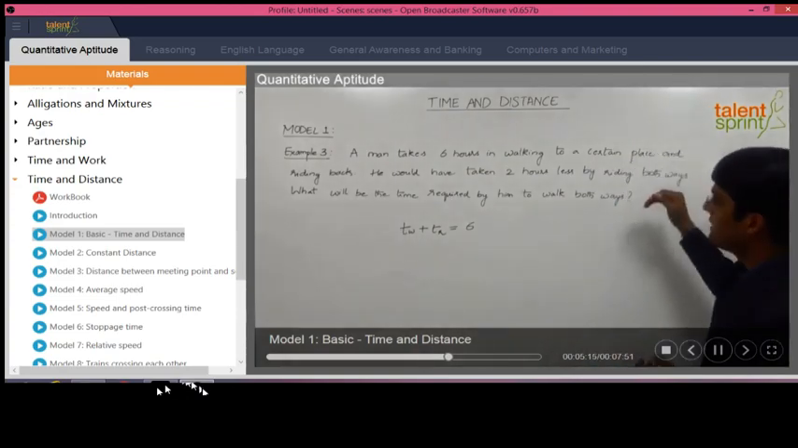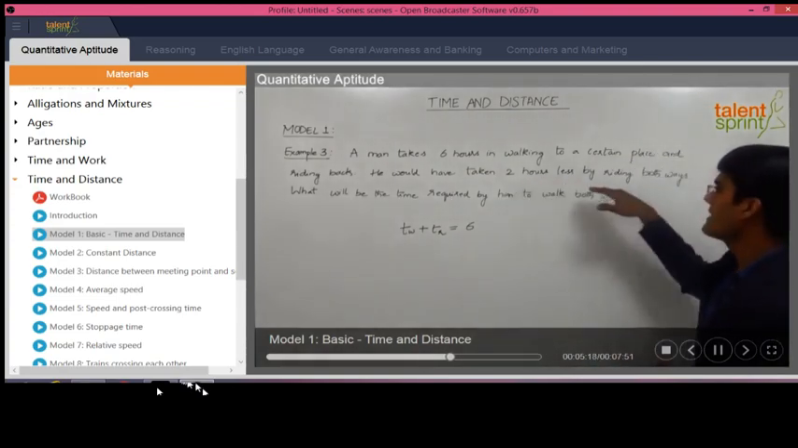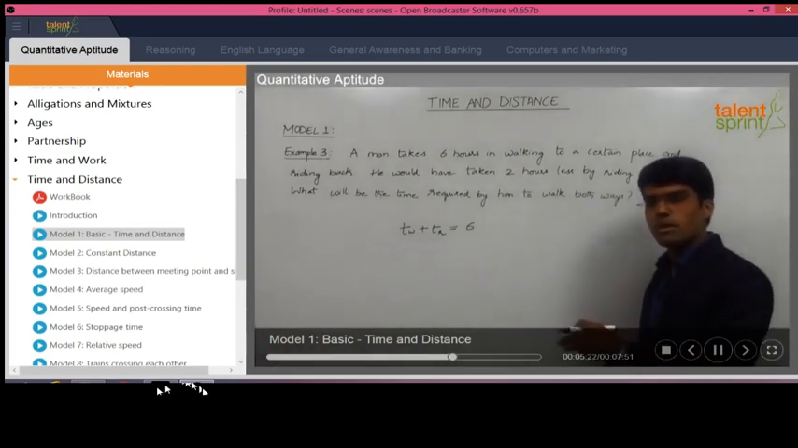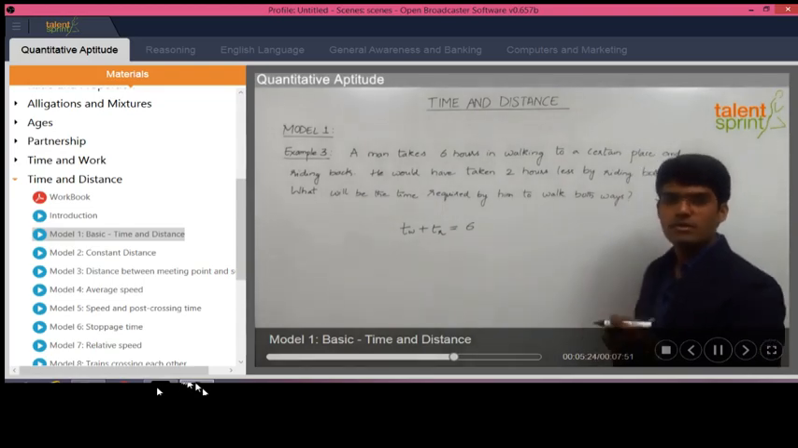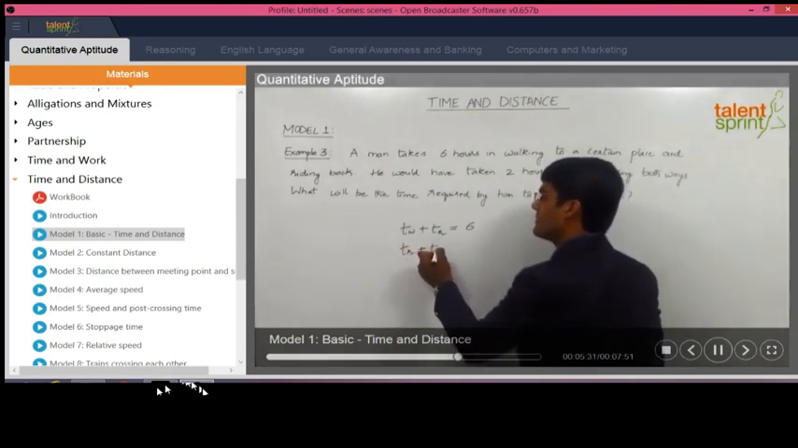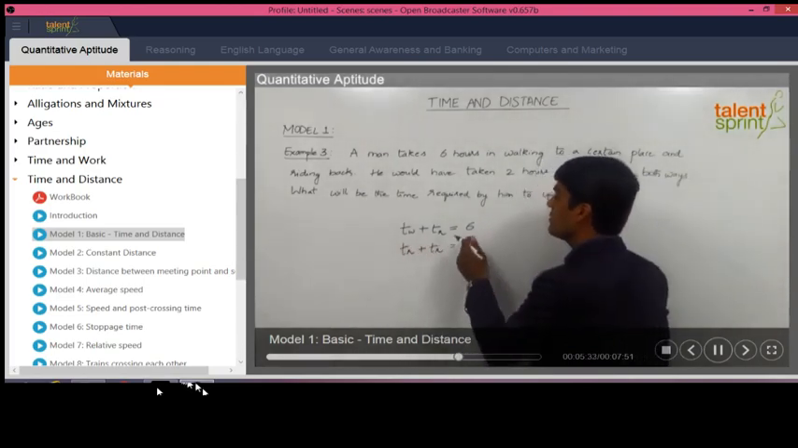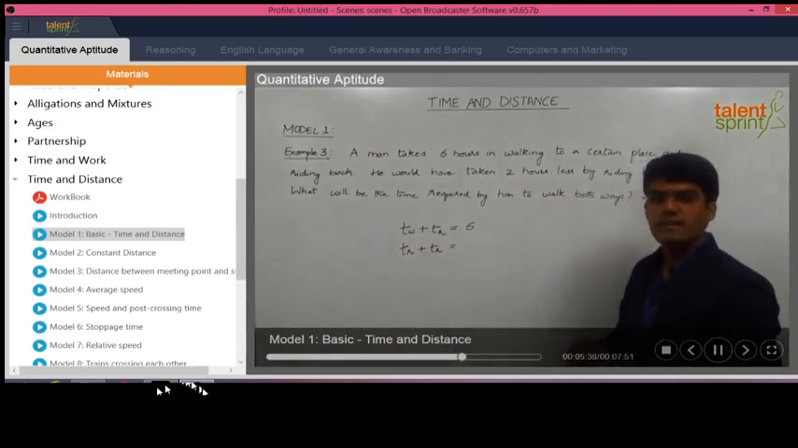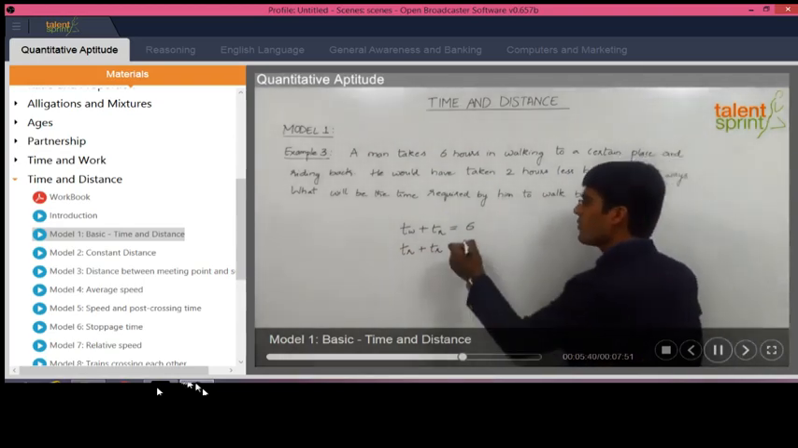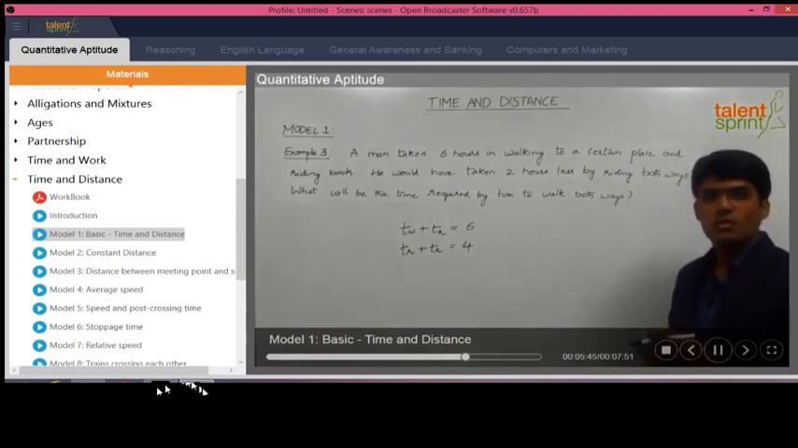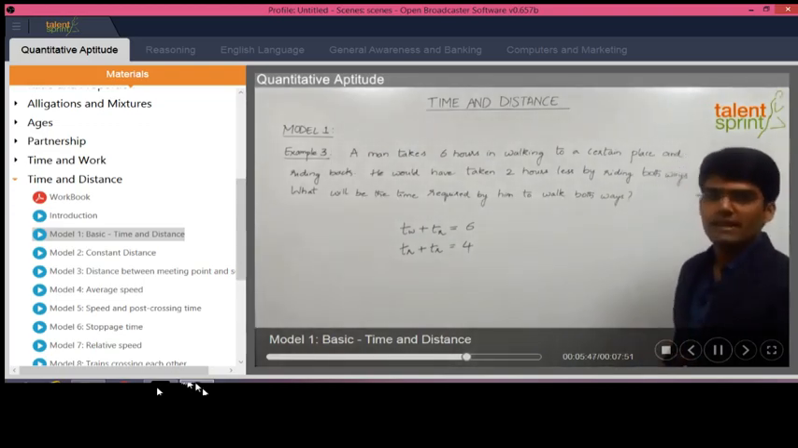The second statement here is he would have taken 2 hours less by riding both the ways. So in case he rides from point 1 to point 2 and rides again from point 2 to point 1, he will take 2 hours less. So very clearly the time taken for riding and again riding the same distance will be equal to 2 hours less than the previous time. So earlier he took 6 hours, this time he will take 2 hours less, that is nothing but 4 hours. So we are supposed to find out what will be the time required by him to walk both the ways. Let us see how we can get the answer here.